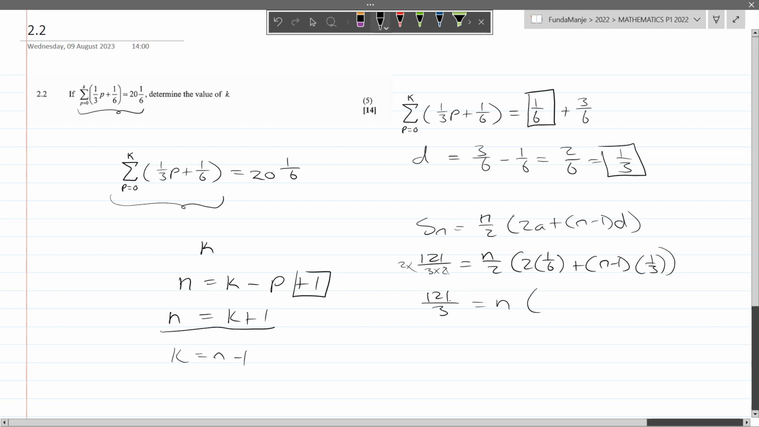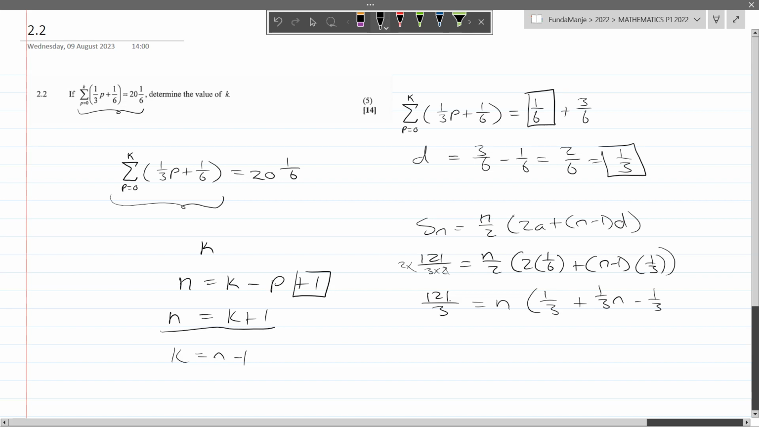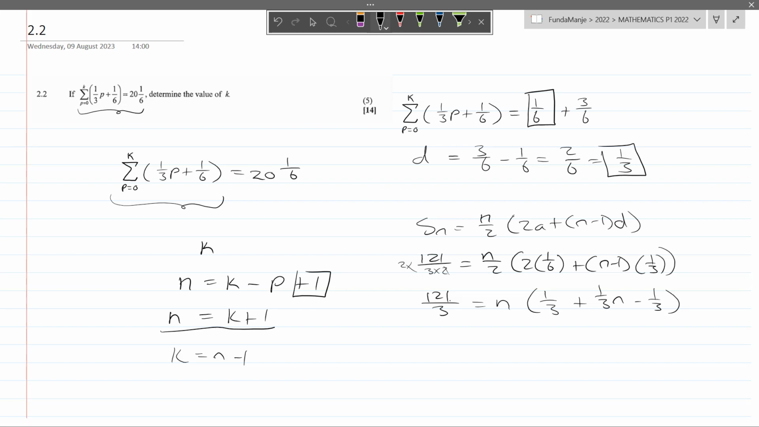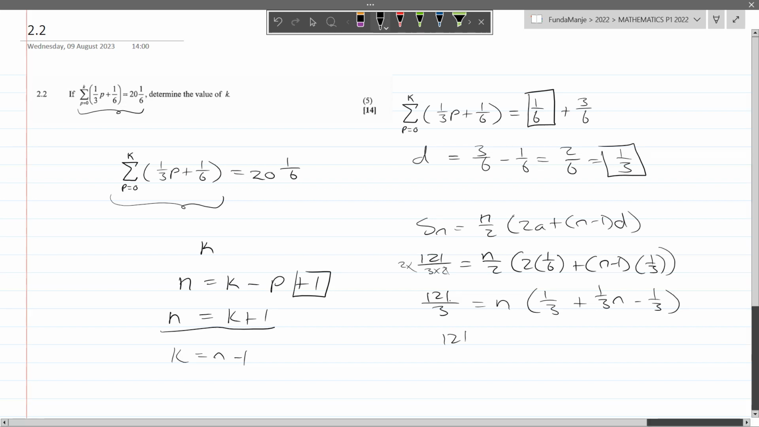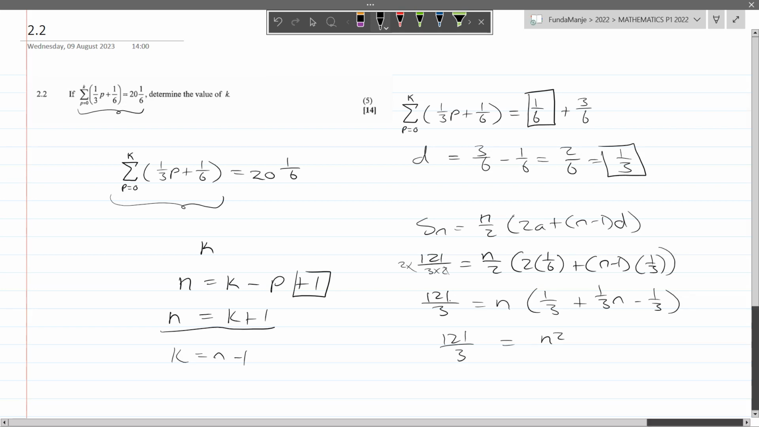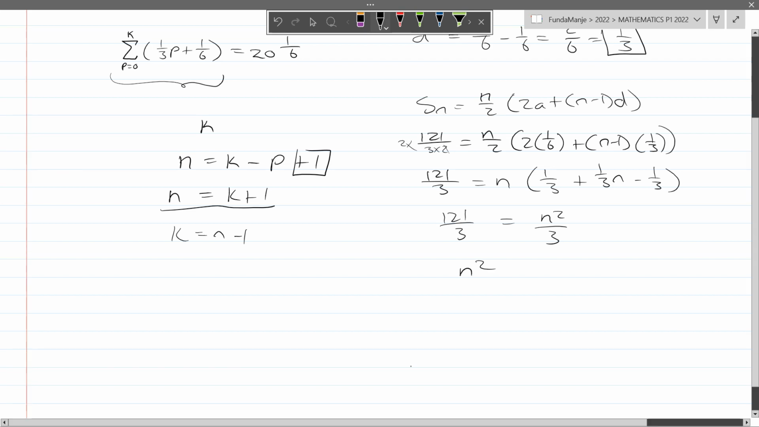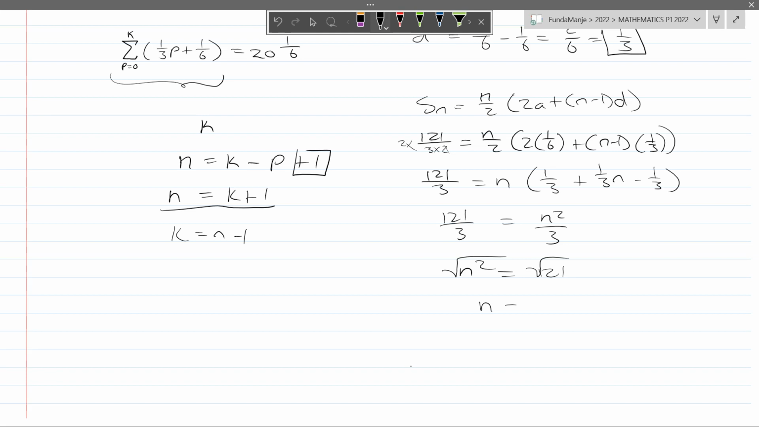And what's going on inside here is 2 multiplied by 1 over 6 is 2 over 6, which is 1 over 3, plus 1 over 3 n minus 1 over 3. Then, of course, 1 over 3 and 1 over 3 cancel, and we're left with 121 over 3 is equal to n squared over 3. And then here we can just multiply out the 3 to get n squared is equal to 121. Take the square root of both sides. You get n is equal to 11.